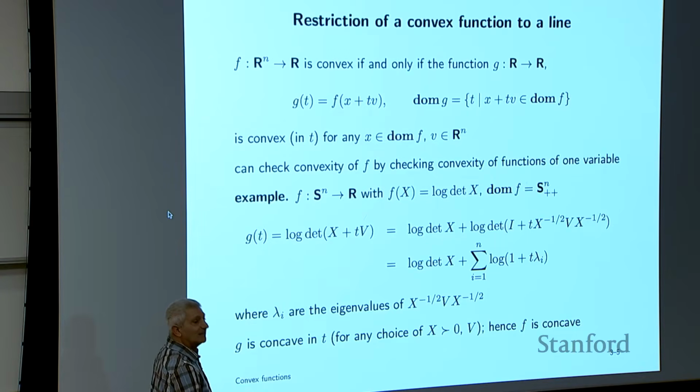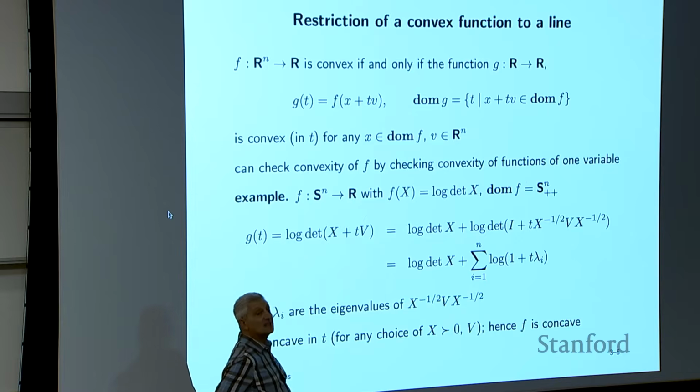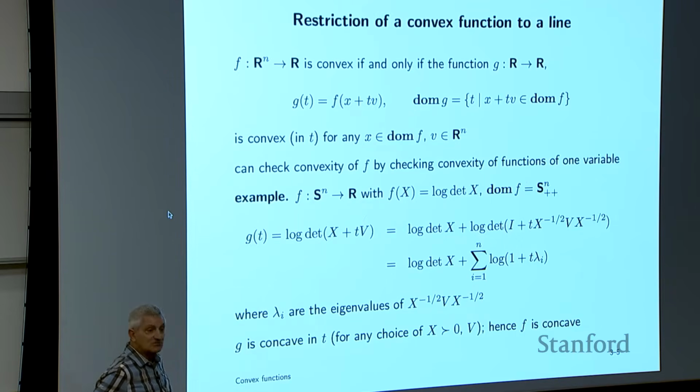Now I go to eigenvalues and I say, well, I can write this thing out if I knew the eigenvalues of this matrix. If lambda are the eigenvalues, this matrix is symmetric, but it is not necessarily positive semi-definite. So anyway, I end up with an expression that looks like this, as a function of t.